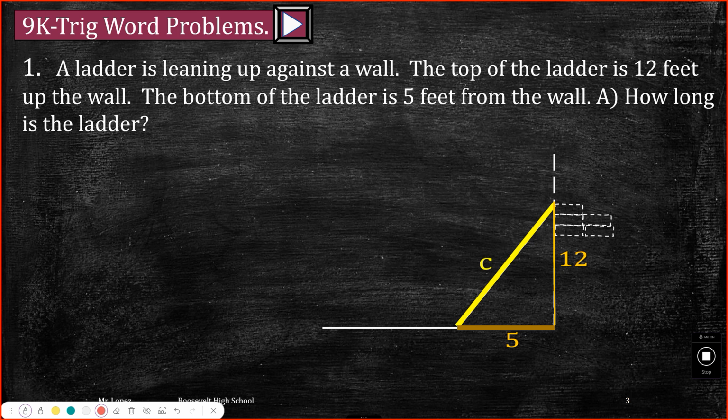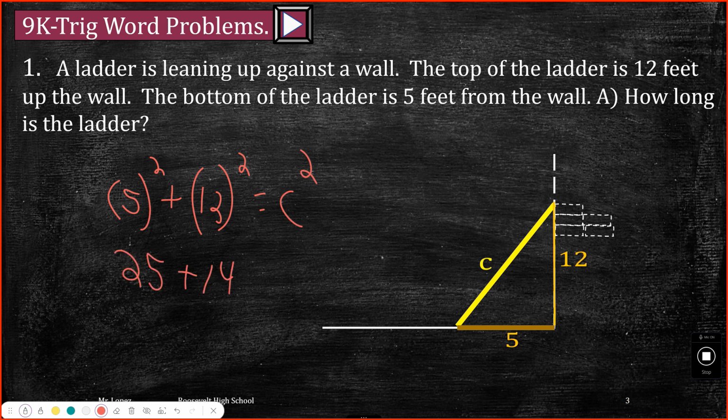But other than that, why do all that? I just did that so you guys could appreciate this sine, cosine, tangent thing. But the way to do it is what? 5 squared plus 12 squared equals C squared. 25 plus 144 equals C squared. 169 equals C squared. Square rooted, C is equal to 13.